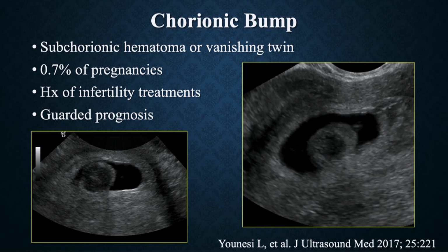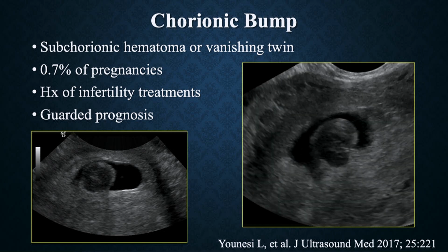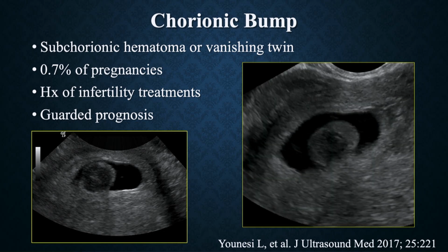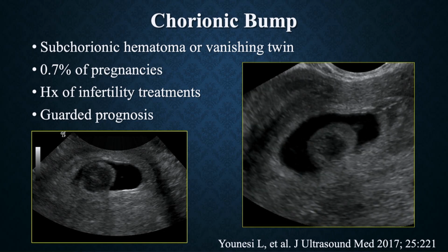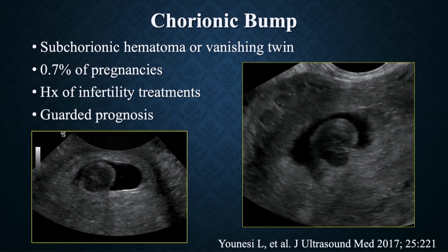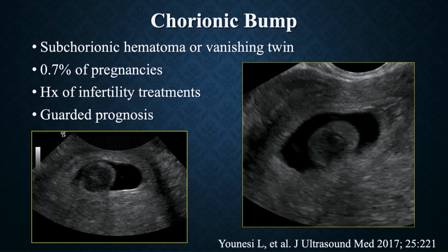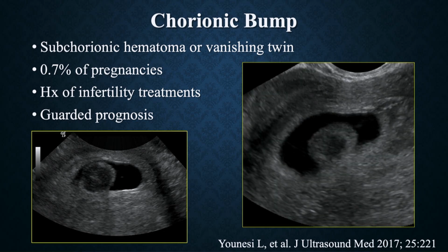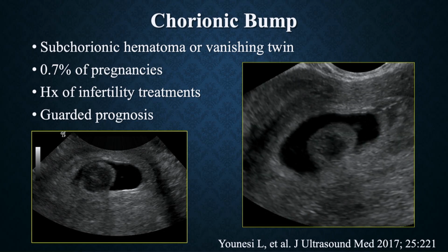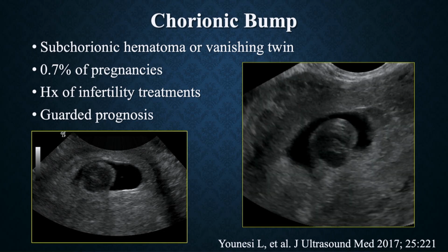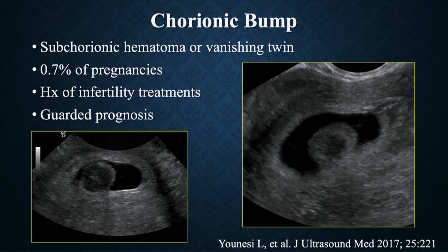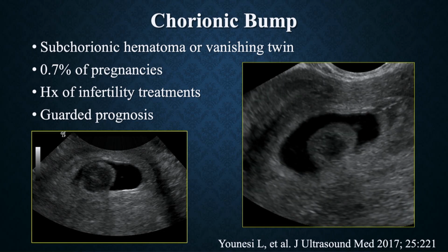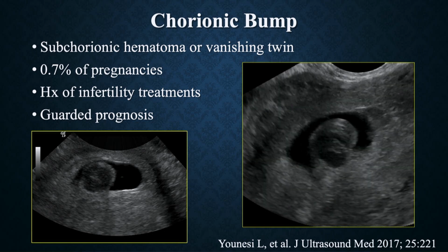Articles have said it's either related to a subchorionic hematoma that projects into the gestational sac, or perhaps it's related to a vanishing twin. We're really not sure. According to the literature, it's less than 1% of pregnancies, but like I said, we see it more commonly now than we used to. It has an association with infertility treatments, such as IVF, and it has a guarded prognosis, as it does suggest that the patient is not going to have a successful pregnancy.